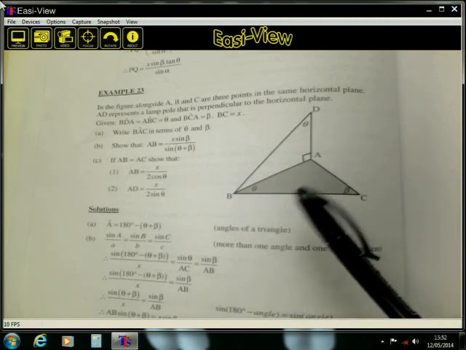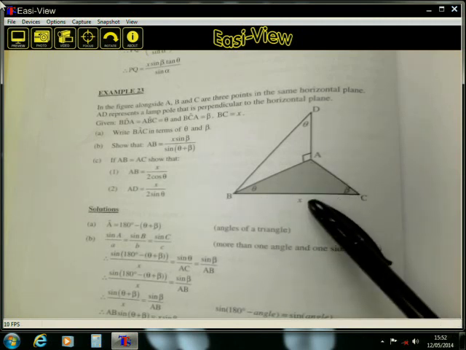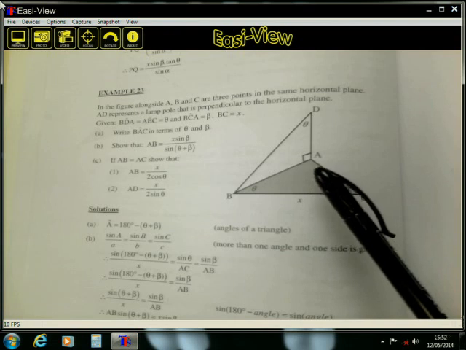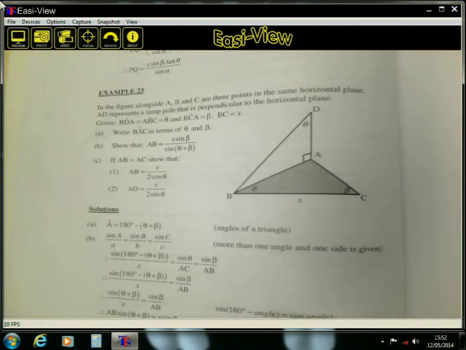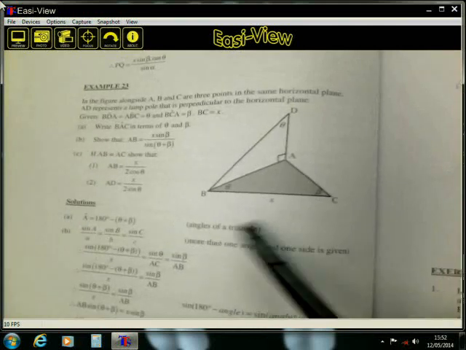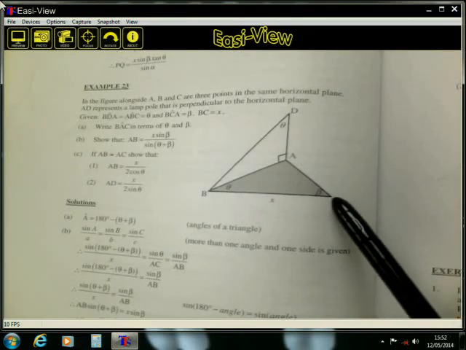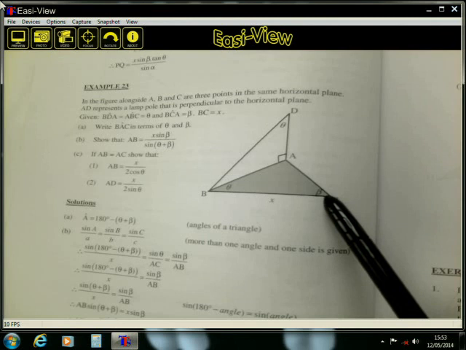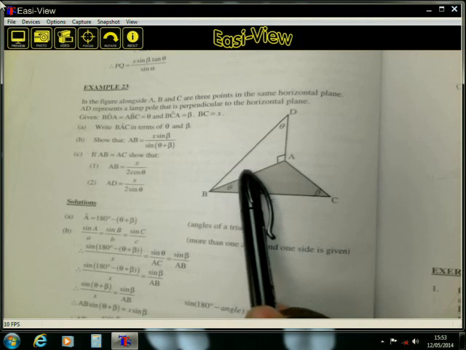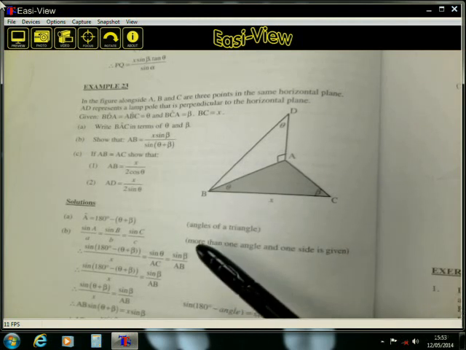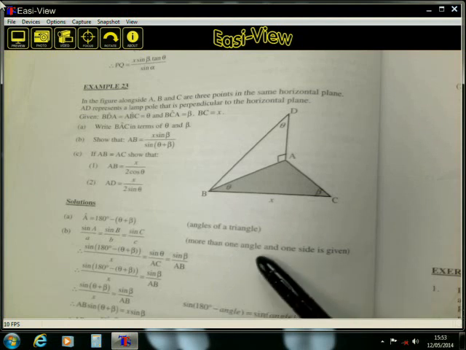Now you have sine A over A is equal to sine B over B. Which one would be B? In this case, B would be this side here. It is equal to sine C over C. If this is C, your small c will be this one. And, like I said, you only use 2 at a time.